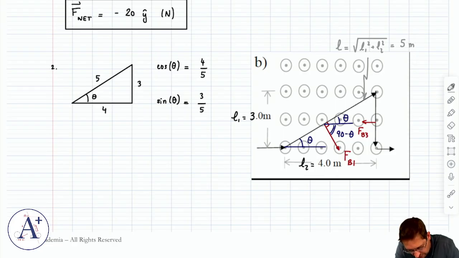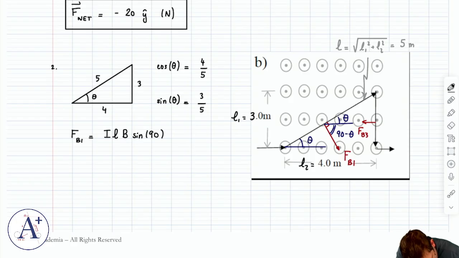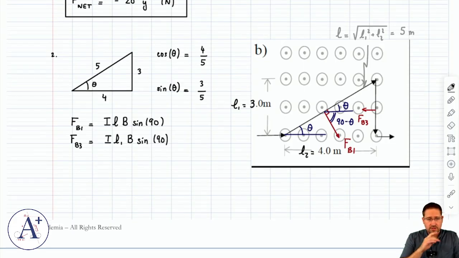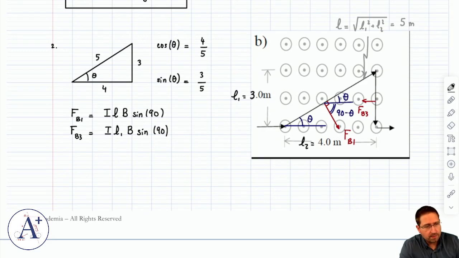This 5 meters thing, I'm going to call that L. I'm going to do that because like that I can write the magnitude of FB1. It's going to be I L B sine of 90, which is 1. And then FB3, no surprise there, it's going to be I L1B sine of 90. Okay. Now that's just magnitude, right? So that's not components necessarily. I need to work the components into this.